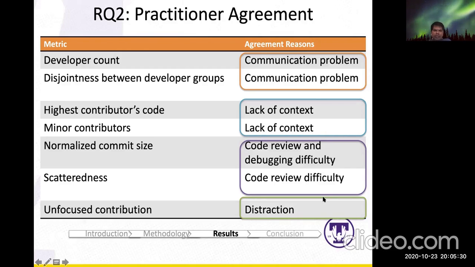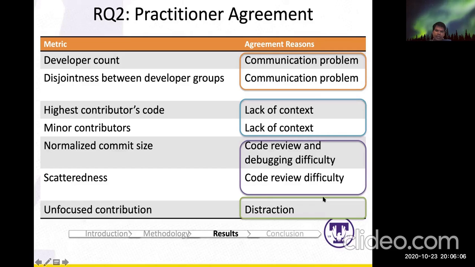So on the right-hand side, you see agreement reasons, and we notice that a set of agreement reasons are common across metrics, and practitioners think that the same set of reasons are applicable on why they agreed or disagreed a metric to be related with defective IC script. For example, communication problems. Because of communication problems, the practitioners think that high developer count and high disjointness between developer groups could be correlated with defective IC scripts.